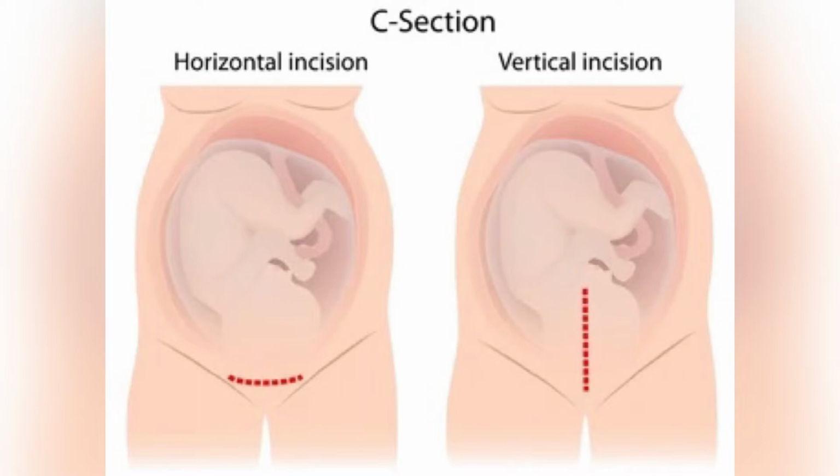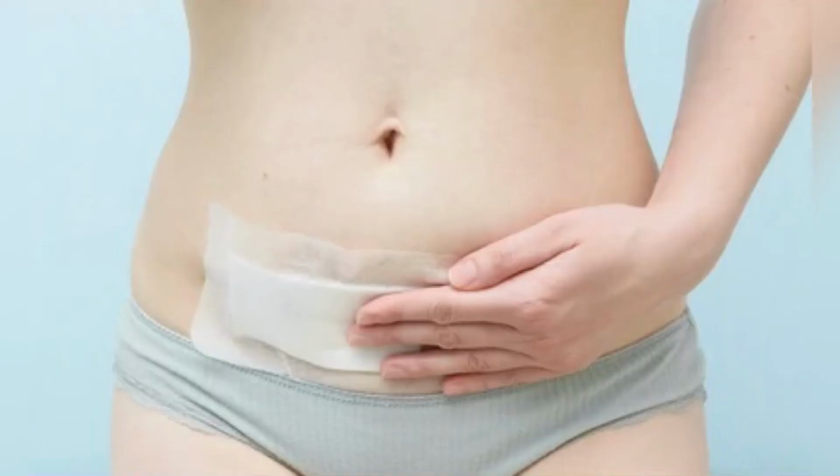Vertical incisions are very rare, but they were the original type of incision used and are thus sometimes called classical incisions. Medically, this type of incision is known as the vertical midline. It is only used in extreme circumstances.